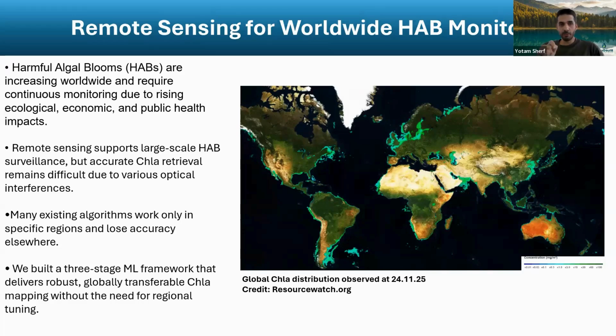However, accurate chlorophyll-a retrieval remains difficult due to various optical interferences. We also know that many of the existing algorithms in the literature are region-specific, and it is difficult to tune them to other places. Since we want a global model that can be scaled to other places and retrieve chlorophyll-a accurately, we have developed a three-stage machine learning framework that delivers a robust, globally transferable chlorophyll-a mapping without the need for regional tuning.